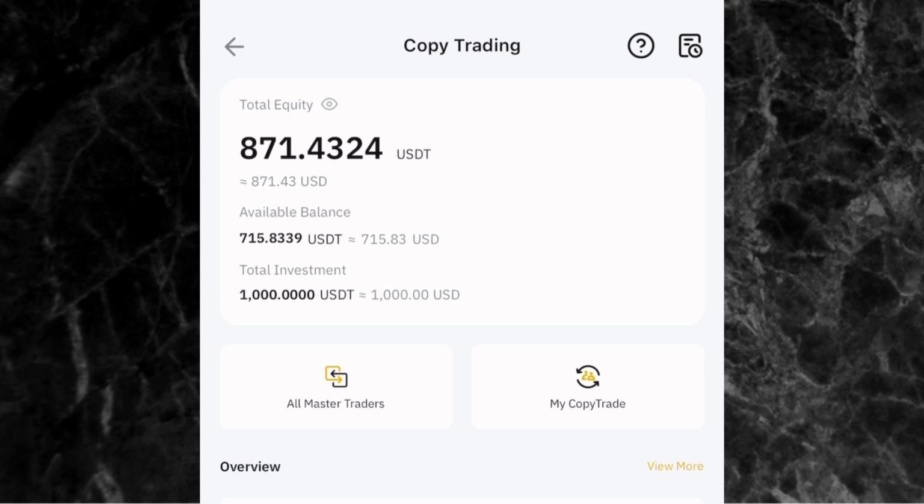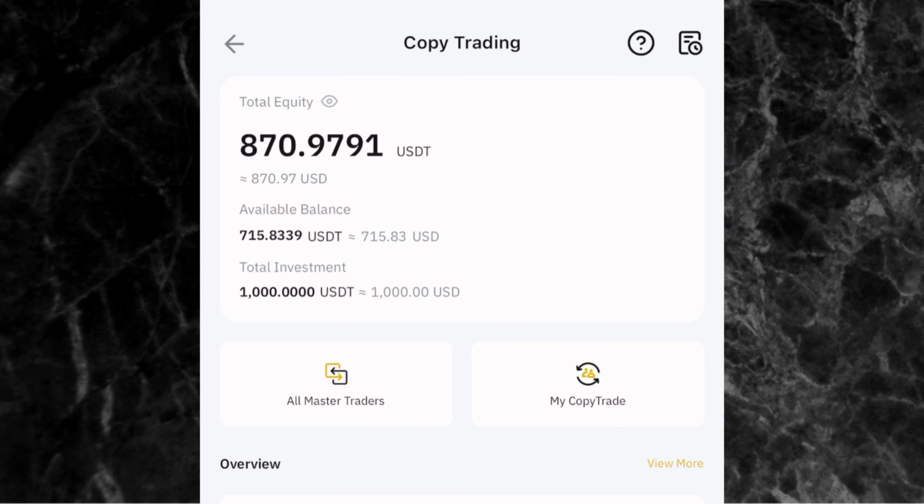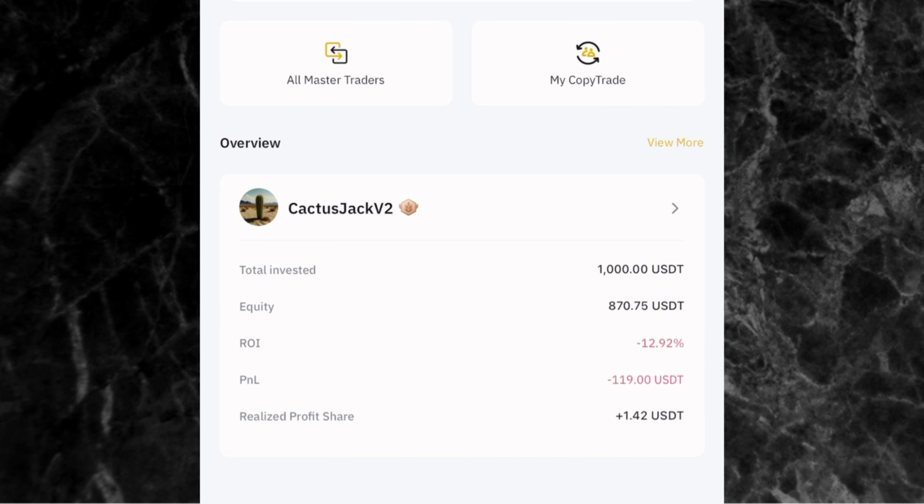So like I said again, this does not mean that this trader is not a good trader. We were on profit some days ago. And then maybe the trader took some trades that didn't really go well. Now, if you also want to see more information, you can see right here, total invested is $1,000. That is, I invested $1,000 in this. And right now, my equity, that is how much I have left, is just $871. And then my ROI is 12% loss. So I've been able to lose 12%. And the PNL, that is the amount I've lost, is $119.